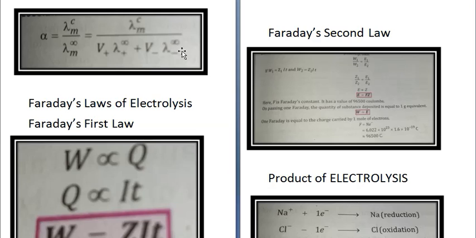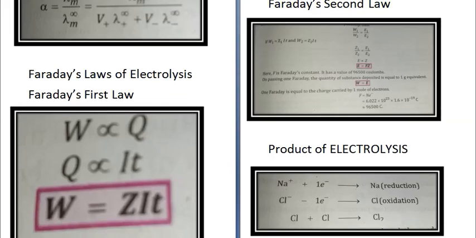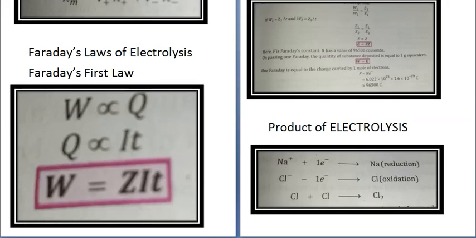Now next we come to the quantitative aspect of electrolysis. In this we will first study about Faraday's laws of electrolysis. Faraday gave two laws. Faraday's first law says the amount of substance liberated at a particular electrode during electrolysis is directly proportional to the quantity of electricity passed in the solution.